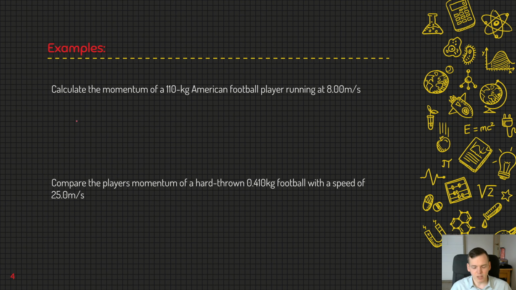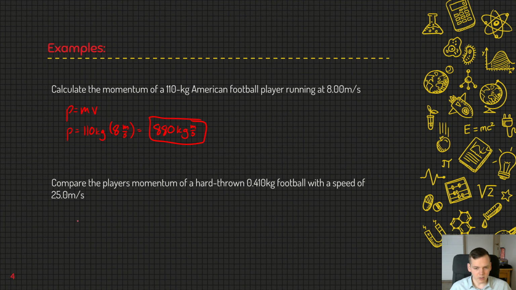Calculate the momentum of a 110 kilogram American football player running at 8 meters per second. Momentum is mass times velocity, so the momentum is equal to 110 kilograms times 8 meters per second, and that will equal 880 kilogram meters per second. So that's its momentum.